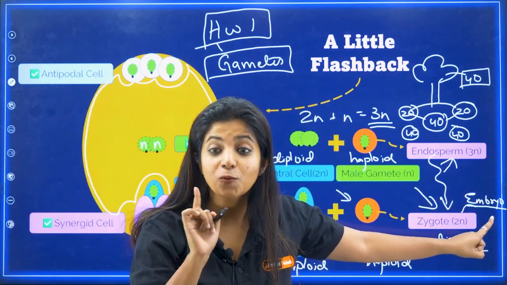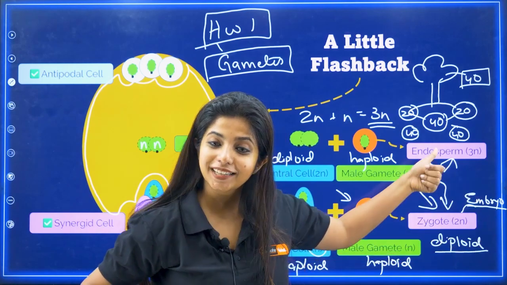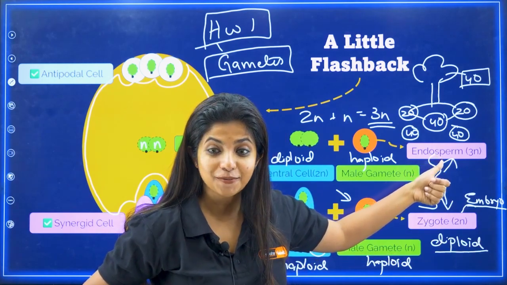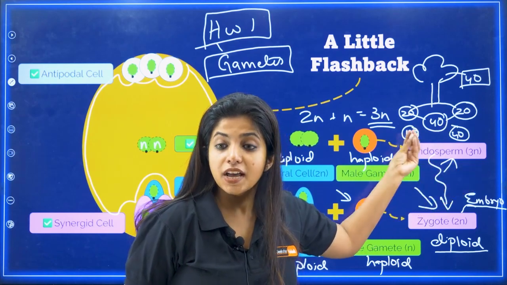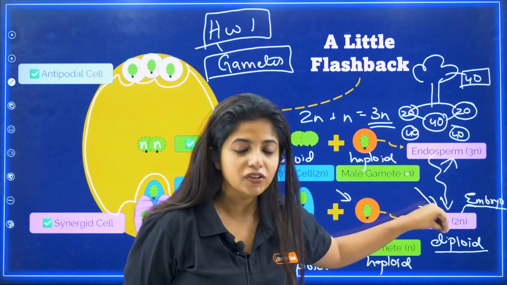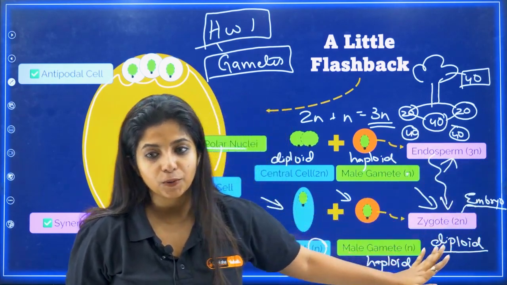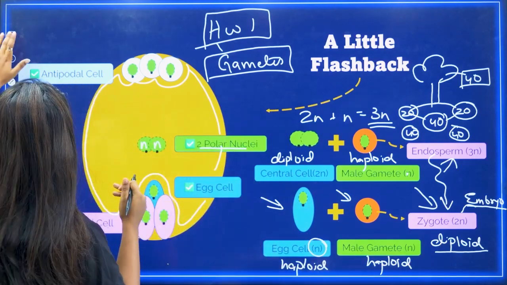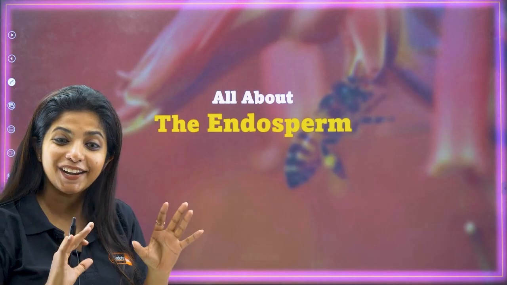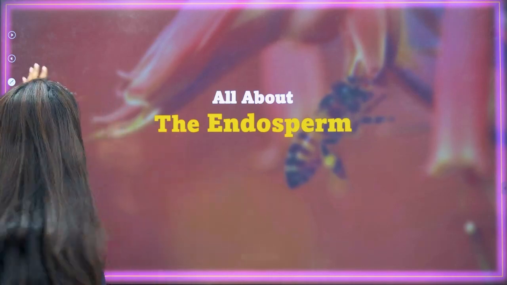So you tell me, what forms first, the embryo or the endosperm? It is obviously the endosperm that will be forming first, which later on will nourish the zygote to form the embryo. So this is the small recap, okay? And now we are going to talk more about the endosperm first, and then we'll talk about the embryo.